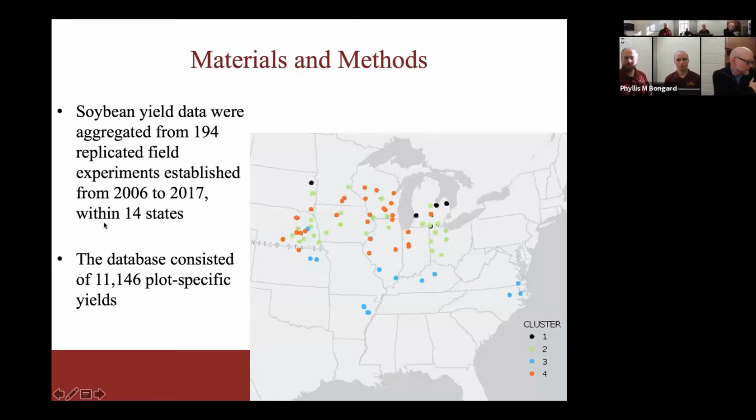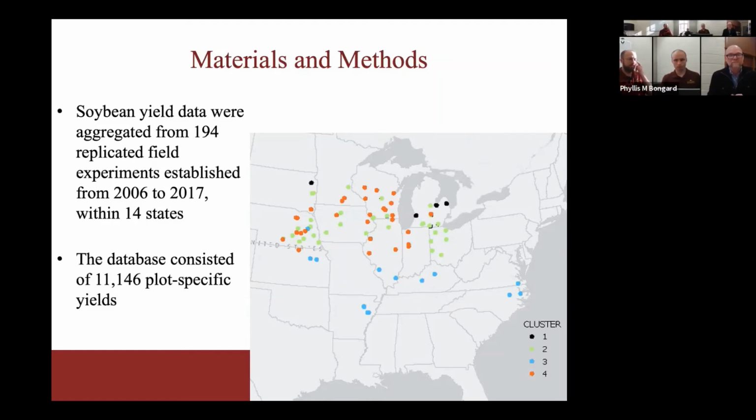So the study itself utilized 194 replicated field trials in 14 states. These were put out from 2006 through 2017. There were more than 11,000 individual plot yield data points. And again, these were primarily put out by extension agronomists and soybean agronomists in these various states.